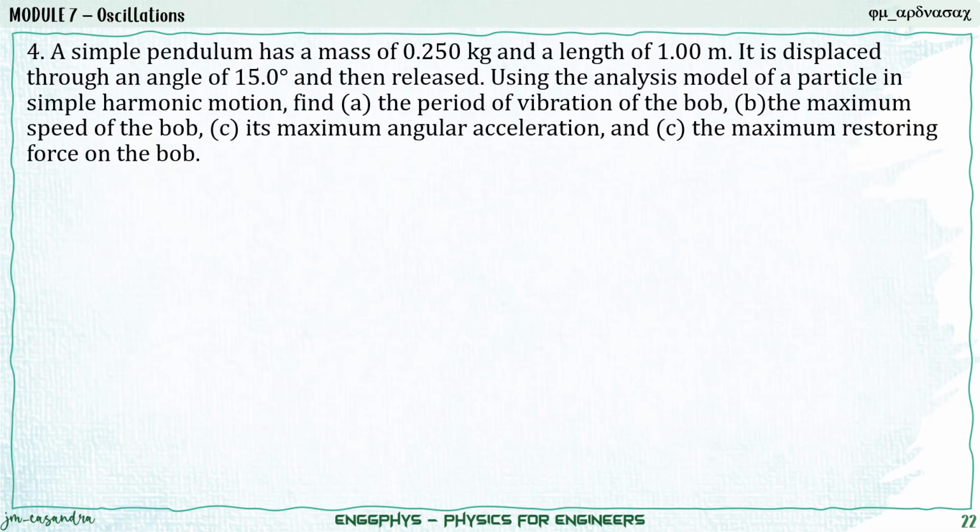So next problem, we have a simple pendulum having a mass of 0.25 kilograms and a length of 1 meter. It is displaced through an angle of 15 degrees and then released to experience vibratory motion. So using now the analysis model for particles in simple harmonic motion, we are to find the period of vibration, the maximum speed, the maximum angular acceleration, and the maximum restoring force of the pendulum bob.